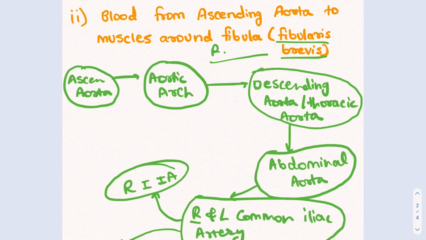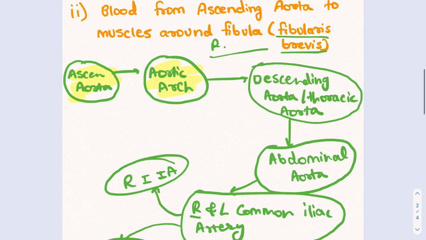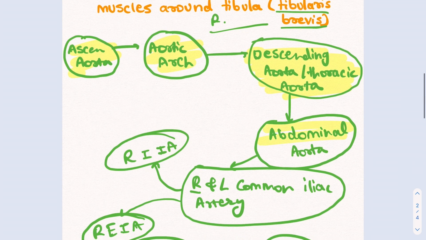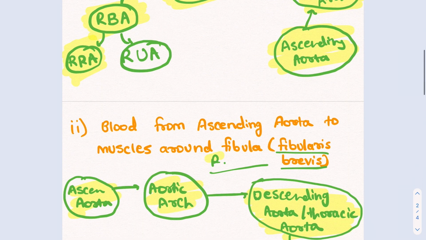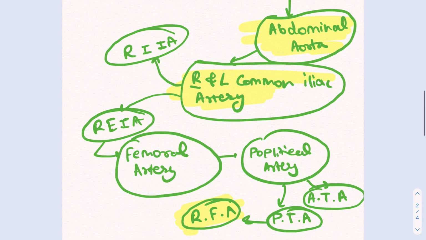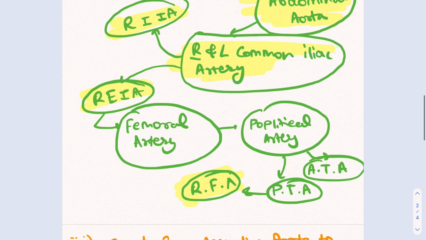Okay, so recap. From ascending aorta, blood goes through the aortic arc. From aortic arc, it goes through the descending aorta or the thoracic aorta. Once it passes the diaphragm, it becomes abdominal aorta. Now, abdominal aorta splits into right and left common iliac artery. Since you're focusing on right fibula, let's just focus on the right common iliac artery. Right common iliac artery splits into right internal iliac artery and right external iliac artery. Blood passes through the right external iliac artery into the femoral region, and the artery becomes femoral artery.